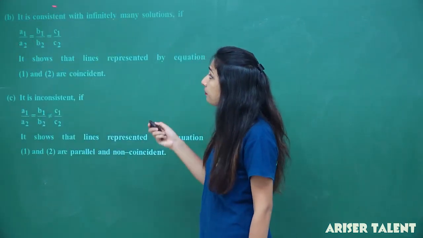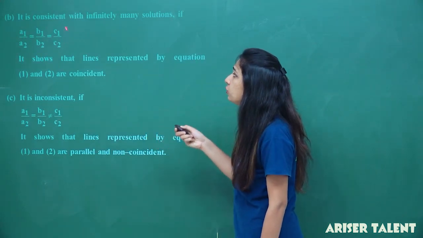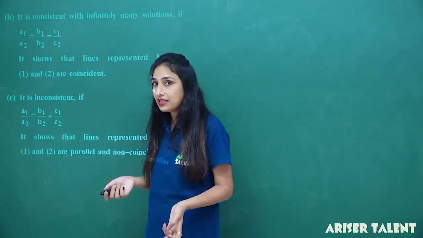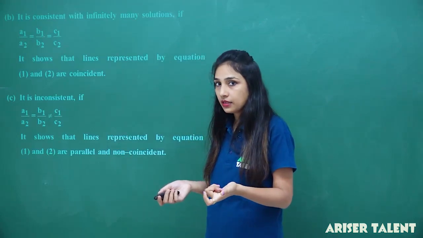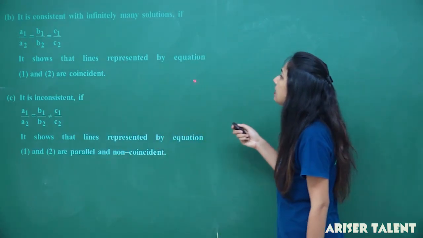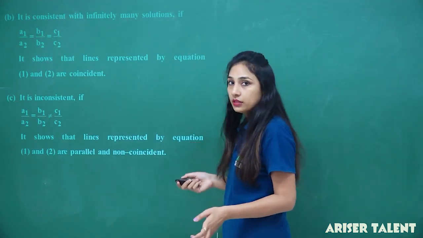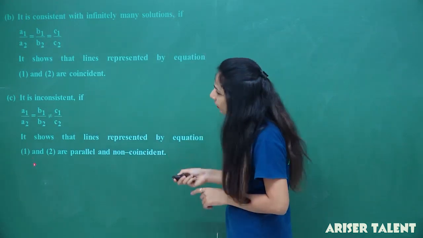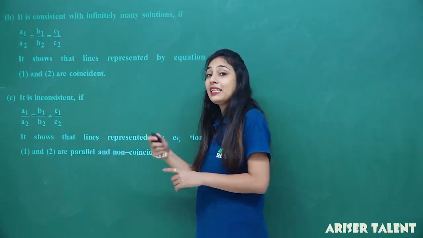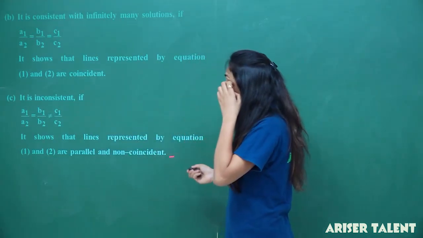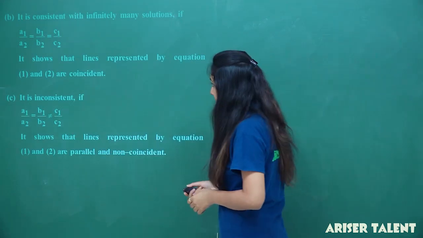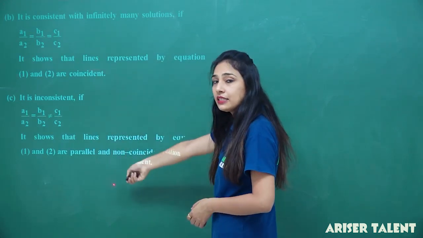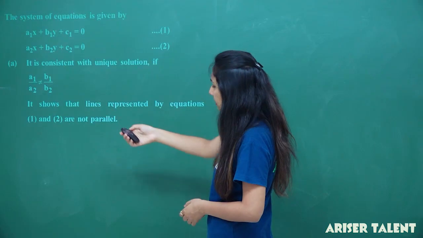Right. Second, a1 by a2, b1 by b2 and c1 by c2 are all the same. What does that mean? That means these lines are coinciding, overlapping each other. It shows that the lines represented by equations 1 and 2 are coincident. Right. It is inconsistent if a1 by a2 is equal to b1 by b2, but they are not equal to c1 by c2. Then these lines are parallel and non-coincident. Now, this is parallel. Okay, but these are overlapping and these are not overlapping. So we basically have these three.